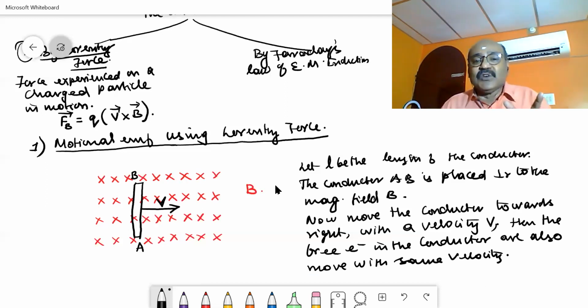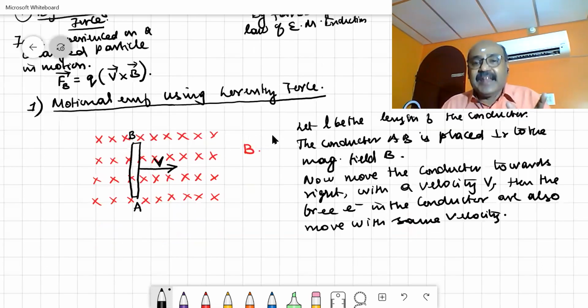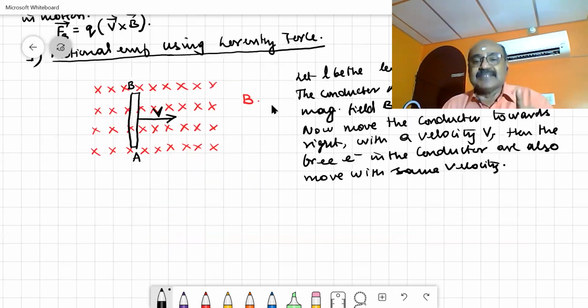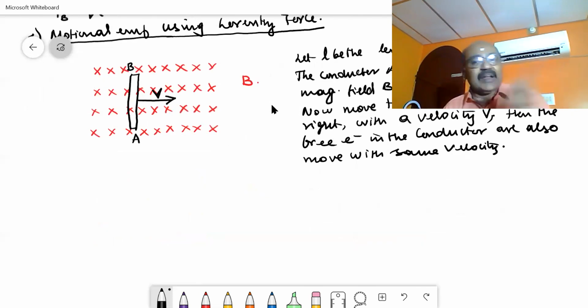Magnetic Lorentz force is the force experienced by moving charges. Here the electrons are in motion. When the charged particle, the electron, is moving inside the magnetic field, it experiences a force called the magnetic Lorentz force.